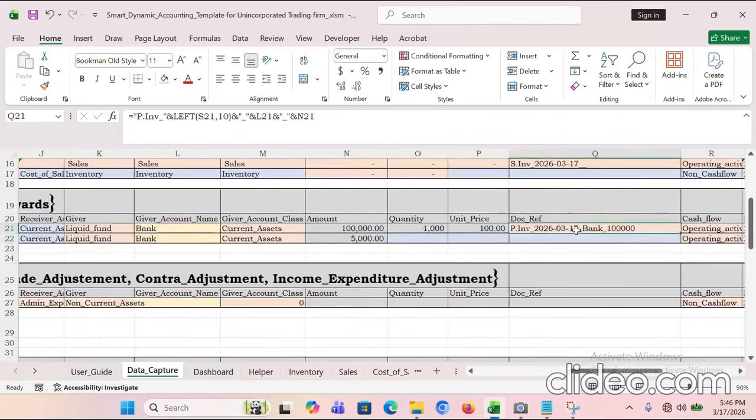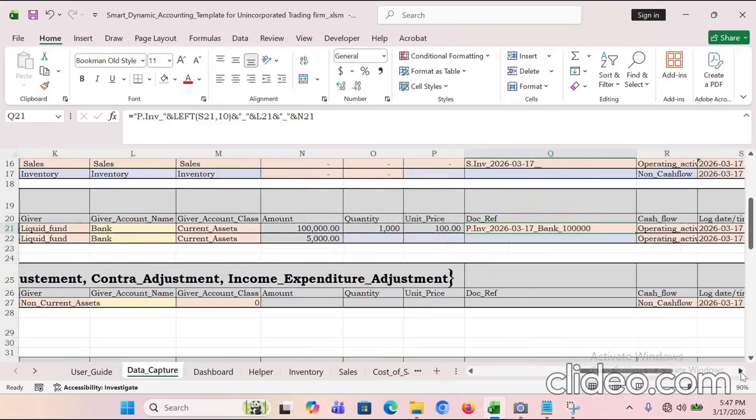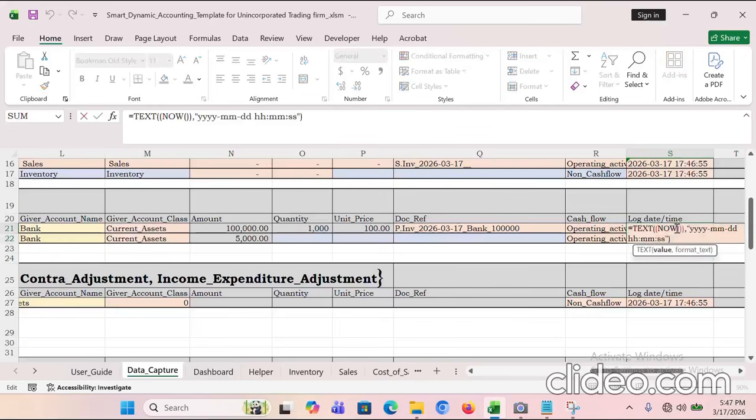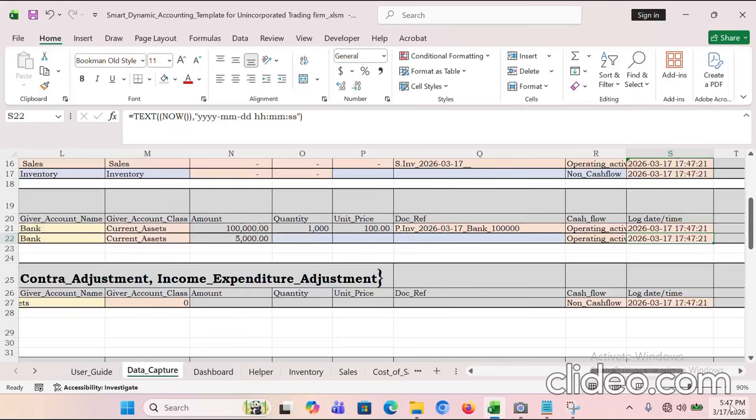You can see here the invoice number was auto generated, concatenating some data fields to arrive at this. Then the cash flow column too was auto populated, with some formula within it. And this is the log date and time, which will capture the exact time that the accountant or the user is inputting it. My time right now on the screen is 5:47 p.m., which is what you have here as a timestamp.